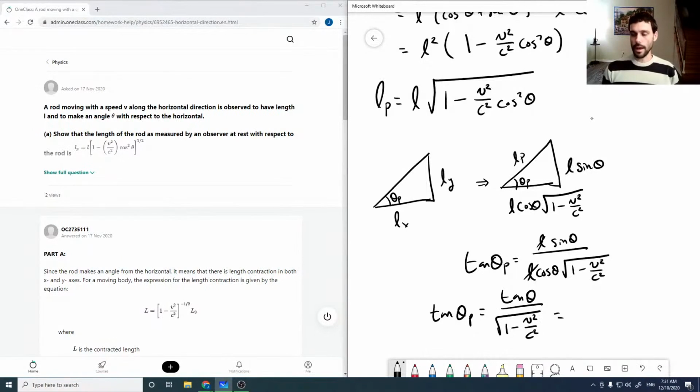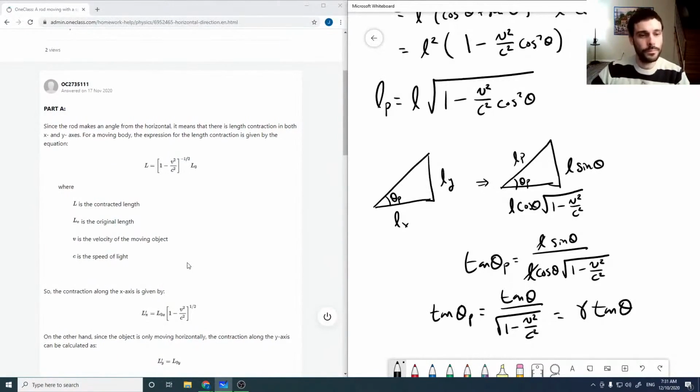And usually that term is called gamma, so gamma tan theta, which is again what we were asked to show, that the angle now goes to gamma tan theta. So the angle that it makes with the horizontal is also changing. It's compressing along the x direction and changing the angle that it makes.